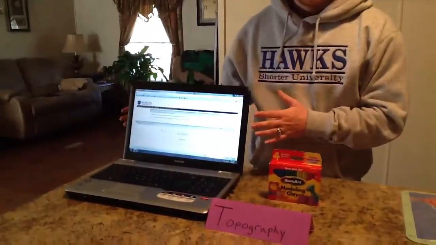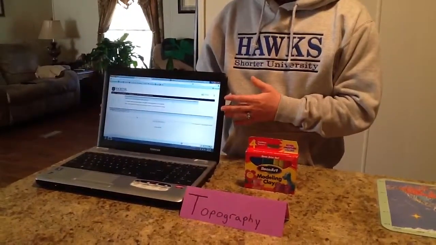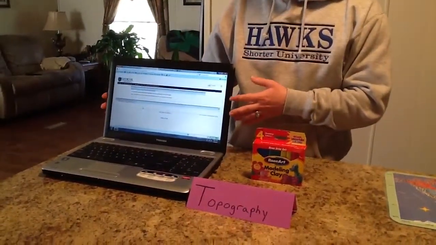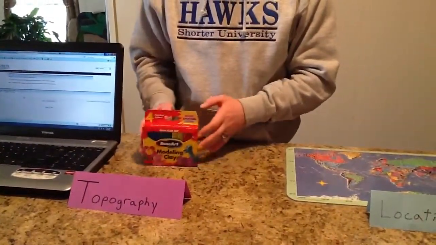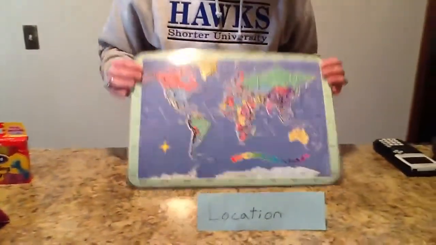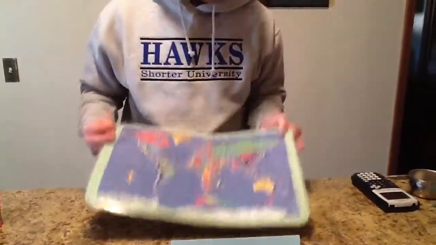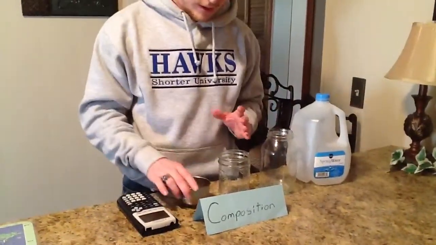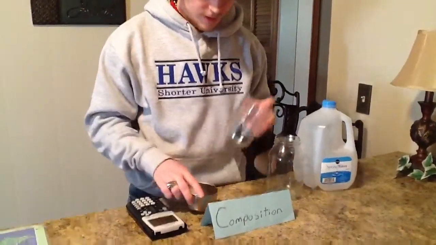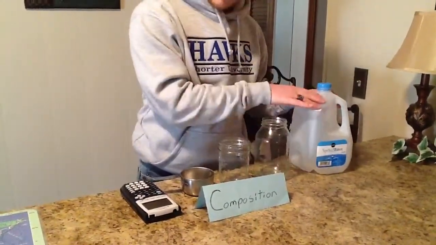Here are the materials you're going to need for this. It doesn't have to be a laptop. If you've got a smart board in your room or any kind of overhead, or if you just have computers in your room, anything that's got internet access, modeling clay or Play-Doh, either one works, a world map, and be sure it has the oceans on it. That's very important. And then you're going to need a measuring cup, a pint, a quart jar, and a gallon.